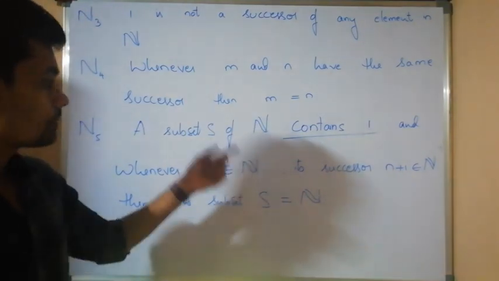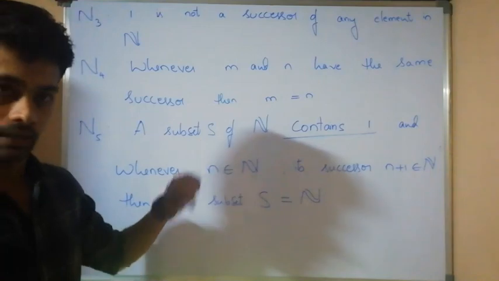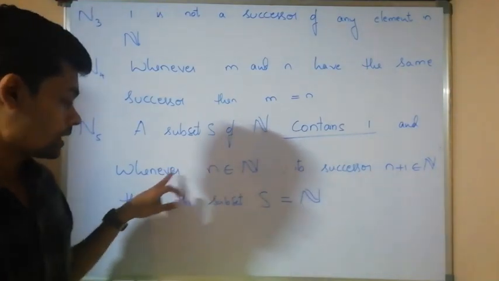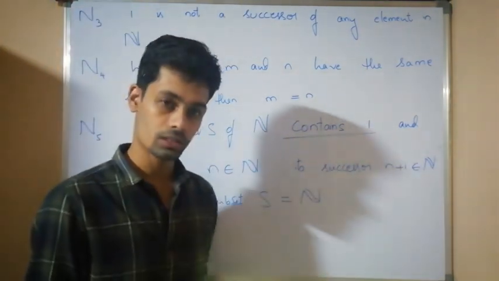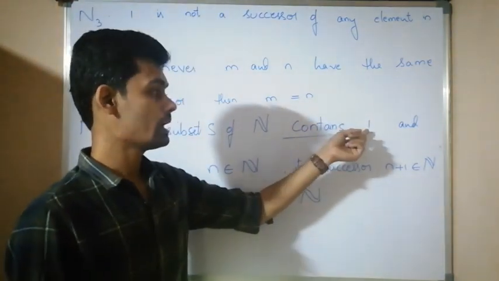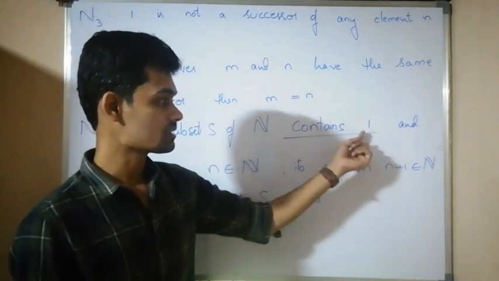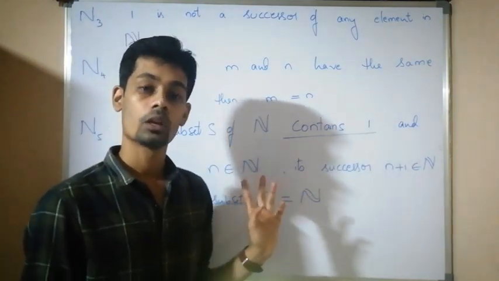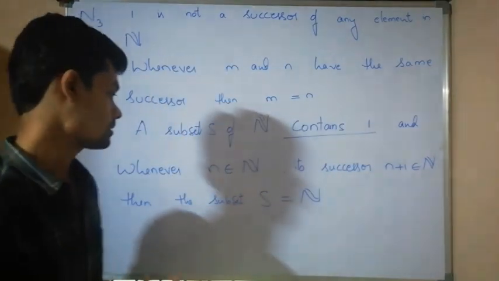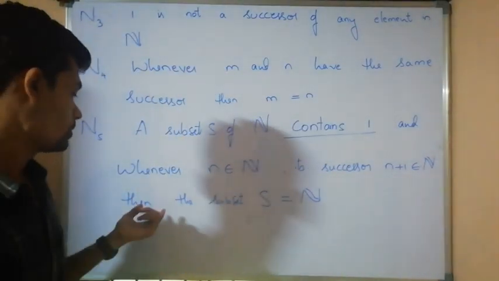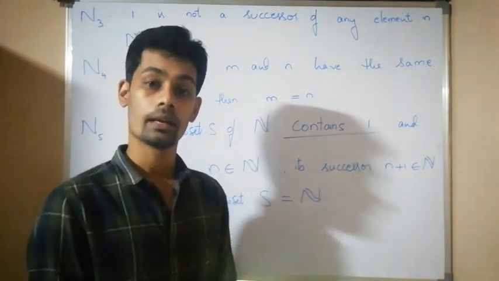How can I say? When I say that 1 is there in a set, and whenever an element belongs to the set its successor also belongs to the same set, then 1 belongs to the set, and from this condition its successor 2 belongs to the set. If 2 belongs to the set, then its successor 3 belongs to the set. Then we say that the subset is nothing but the set of all natural numbers.